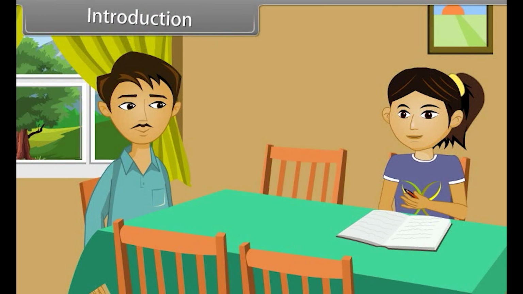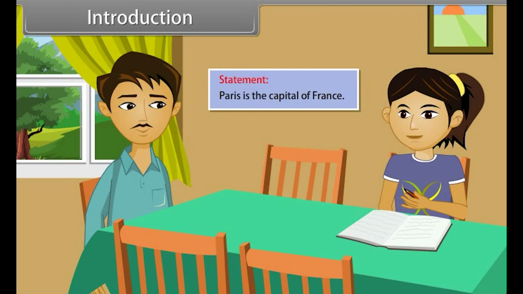Introduction. Hey Ria, what are you doing? I am doing sentences. Okay. Do you know in mathematics the sentences are also known as statements? No, but how we can call them statements? Would you like to learn more of it?